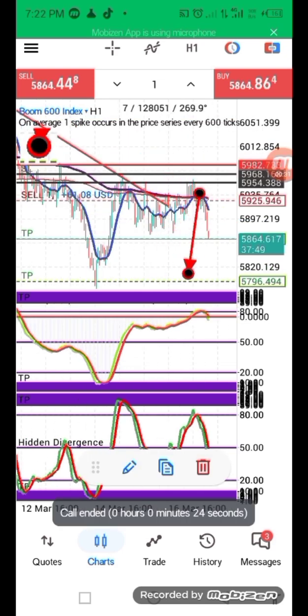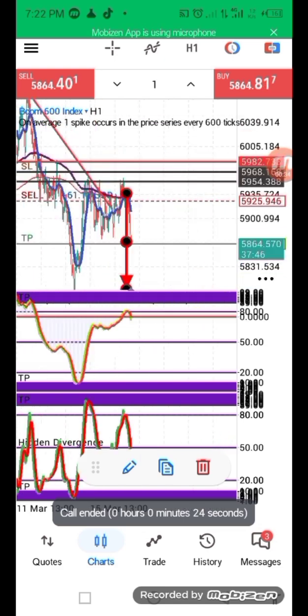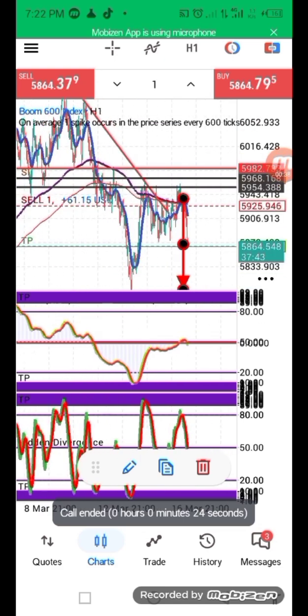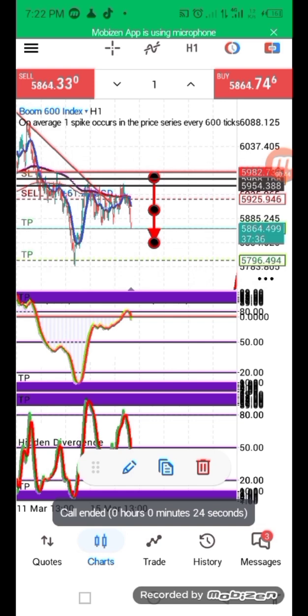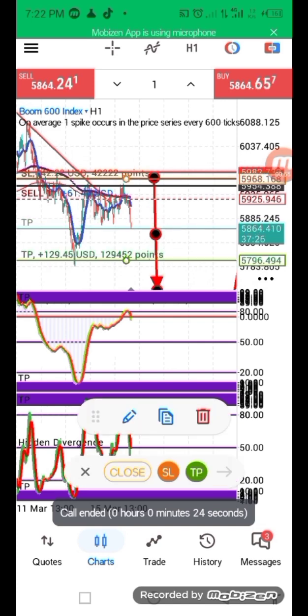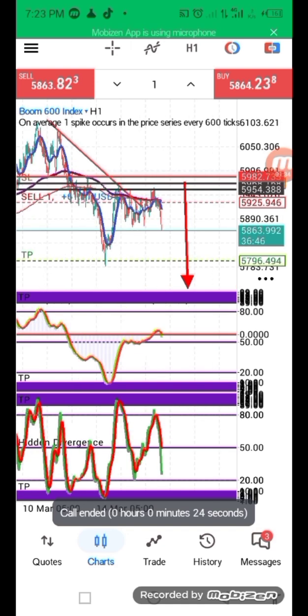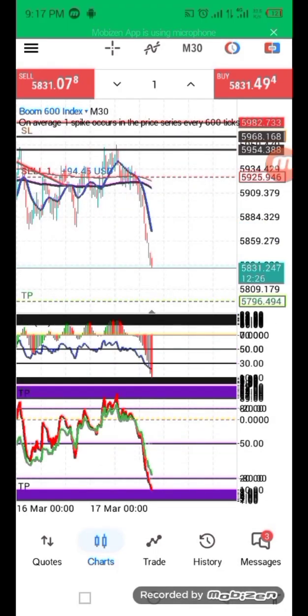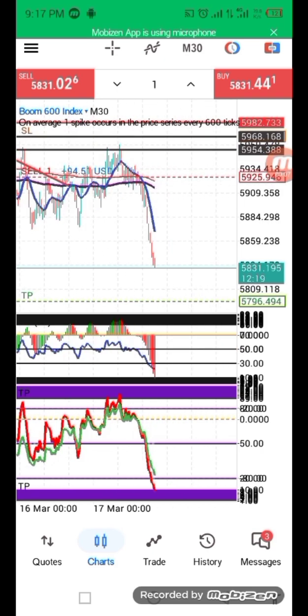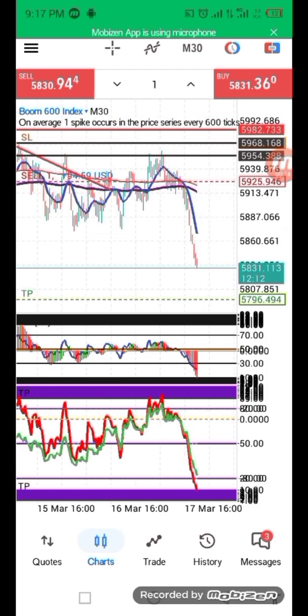This trade will continue all the way down to the deep blue sea. TP2 is hit. TP3 loading. Bye bye.